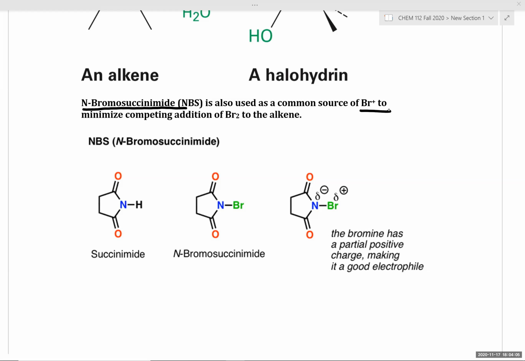One thing to keep in mind, if we consider our electronegativity values, nitrogen is slightly more electronegative than bromine. So this bromine has a functional partial positive charge and can function as an electrophilic source of bromine. If you see NBS or N-bromosuccinimide, it's just functioning as an equivalent of Br+, and that minimizes this dibromination side product.